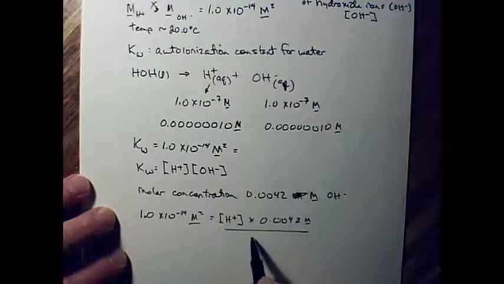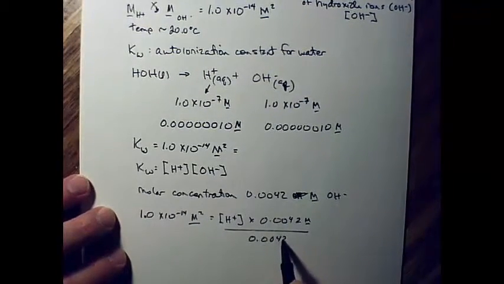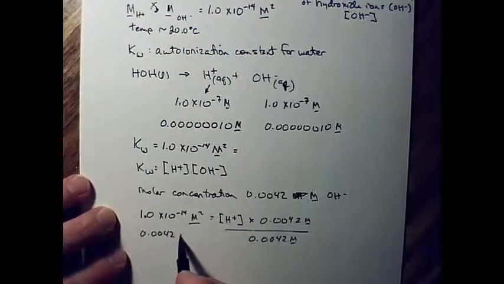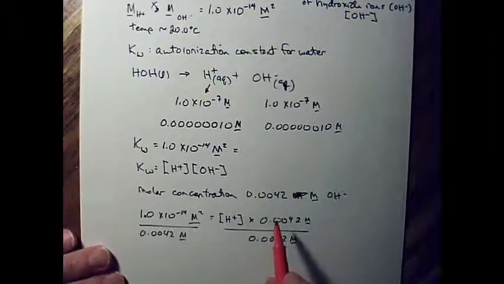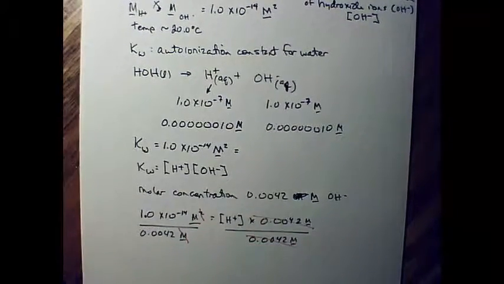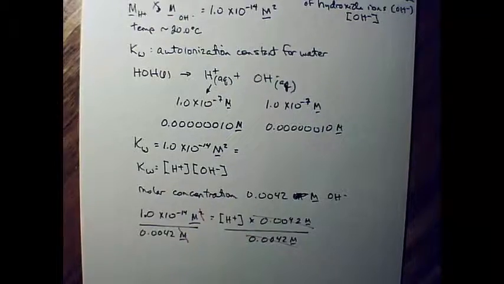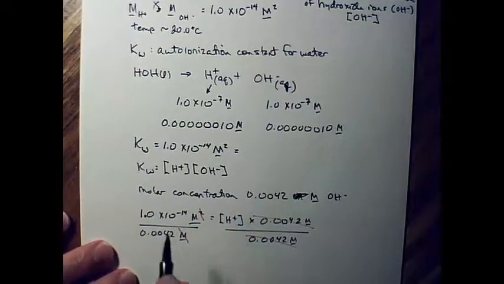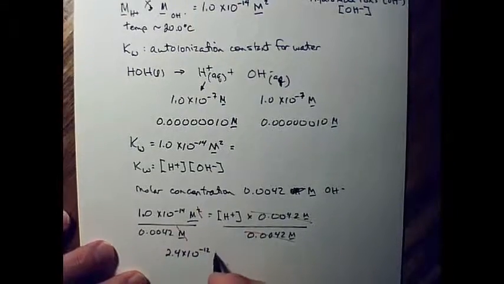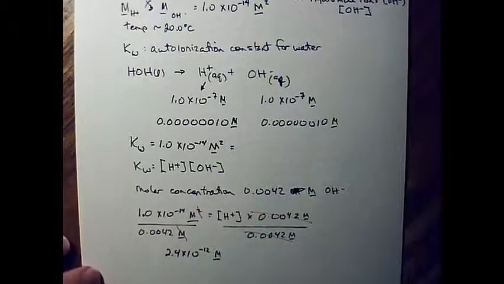Divide both sides by 0.0042 molar. All of this cancels out. One of the molars on this side cancels out. And if you do the math, I suggest you practice this so you know how to do this, you'll get 2.4 times 10 to the negative 12 molar. That's the concentration of hydrogen ion in the solution.